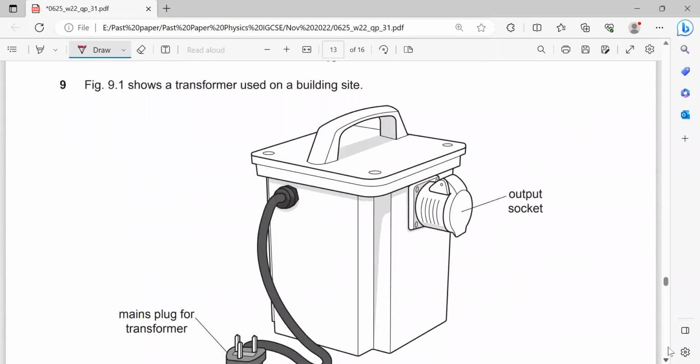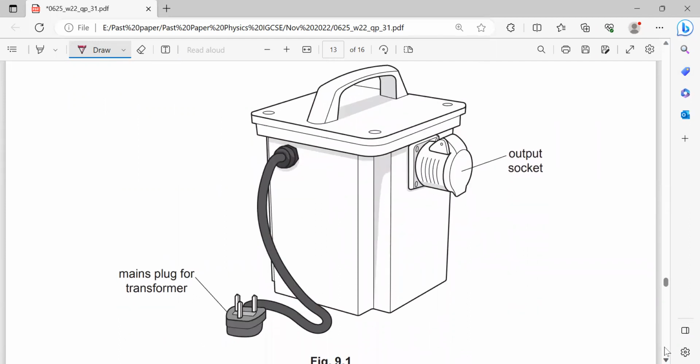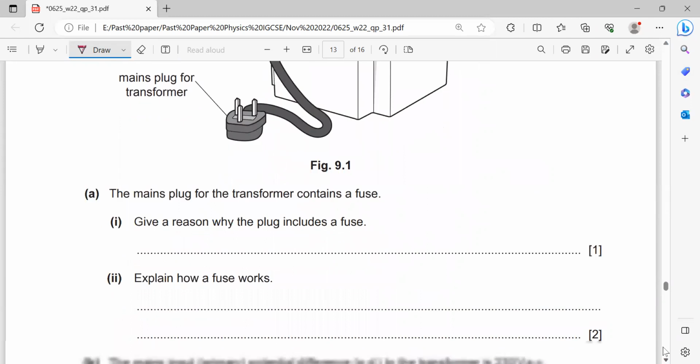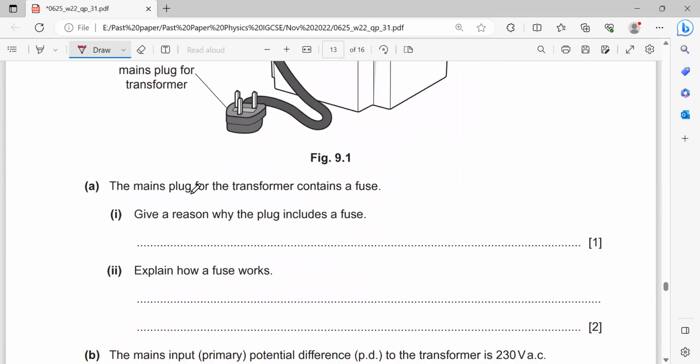Number 9. Figure 9.1 shows a transformer used on a building site. The main plug for the transformer contains a fuse. Give a reason for why the plug includes a fuse. Yes, it needs a fuse, because a fuse will protect.